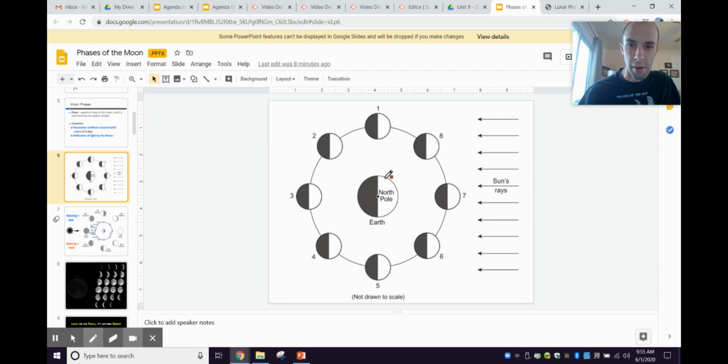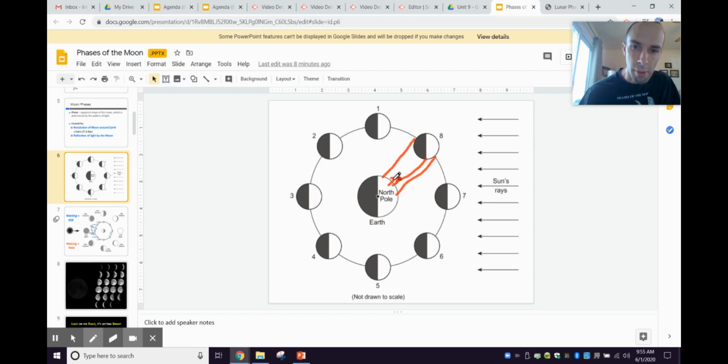All right, now let's clear the screen and go to this next picture right here, which is number 8 in our diagram. It doesn't matter what numbers they are. This is what we're looking at from the Earth perspective. And you can see here, the side that is lit up is just this little tiny portion right here.